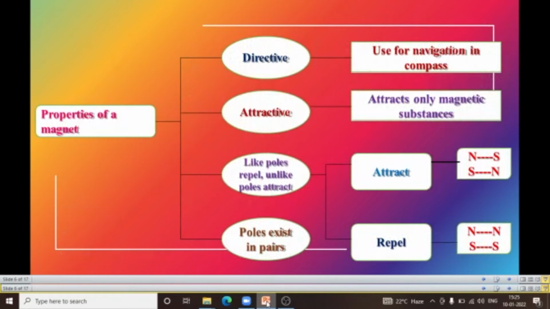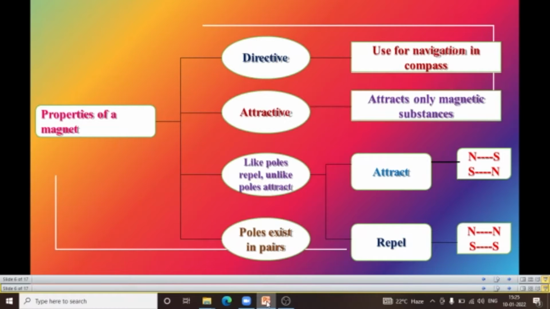Now let's move to the properties of the magnet. There are 4 properties: directive property, attractive property, like poles repel, unlike poles attract, and poles exist in pairs. The directive property is used for navigation in a compass. The attractive property: a magnet always attracts only the magnetic substances.